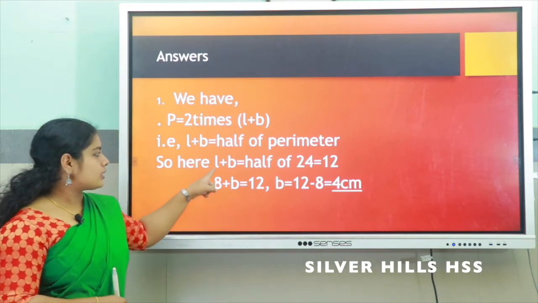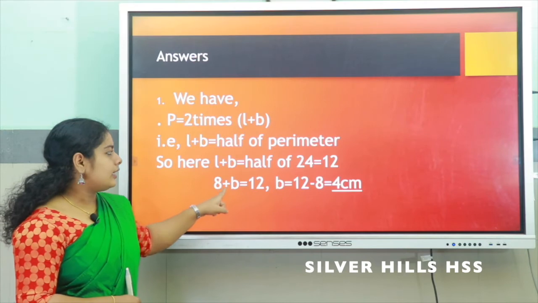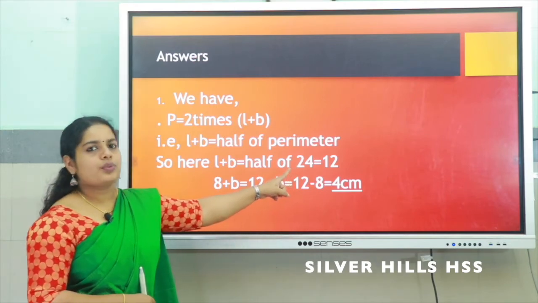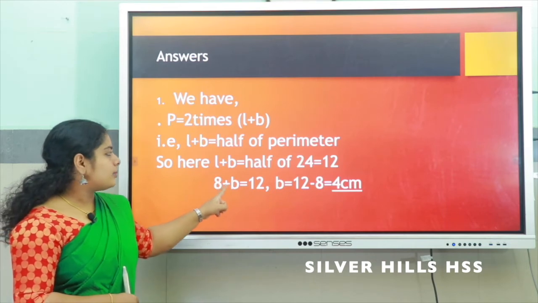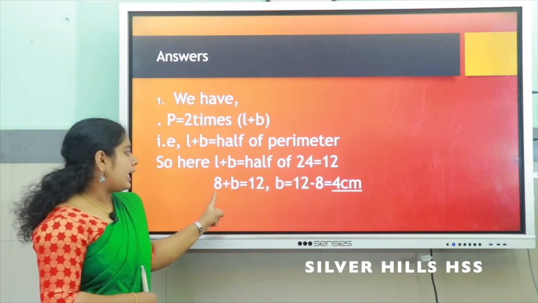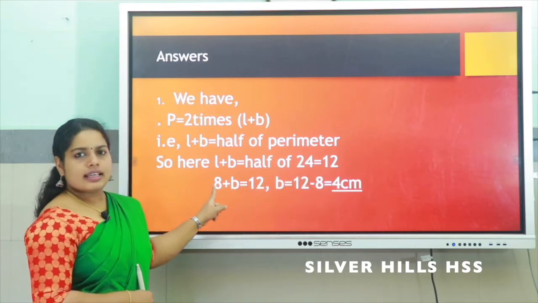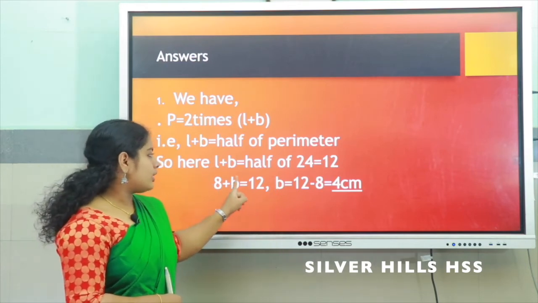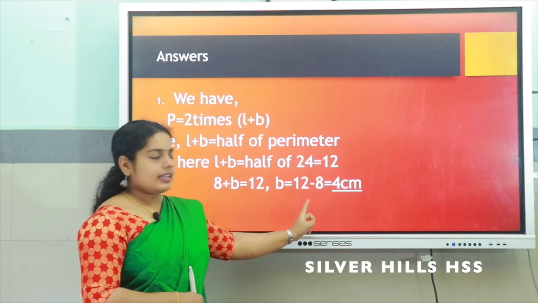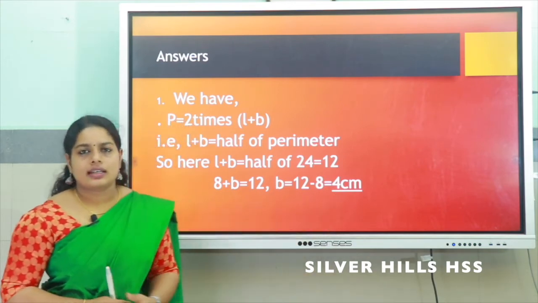So here the length is given and the perimeter is given. We have to find the breadth. So just substitute all the values here. L plus B is equal to 12. So 8 plus B, because L is 8. 8 plus B is 12 and B will be what? 12 minus 8, which is equal to 4 centimeter.